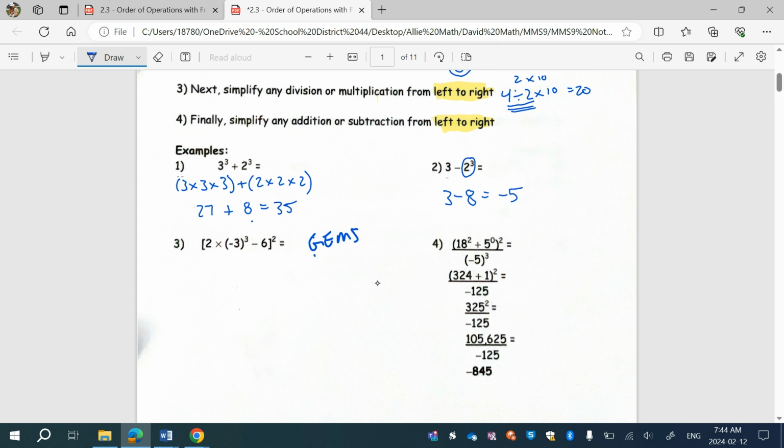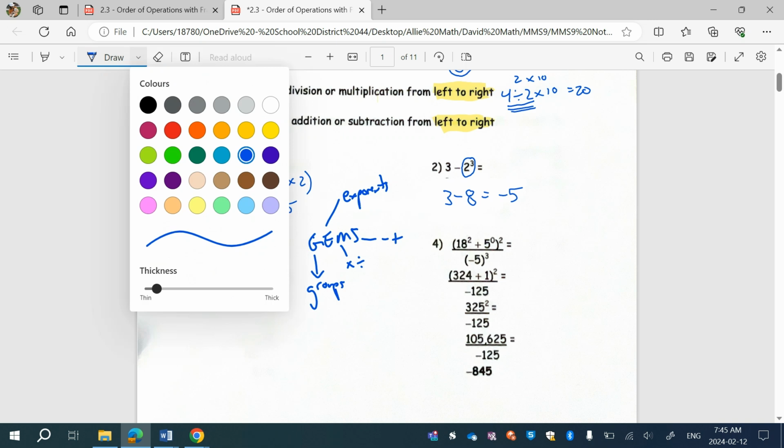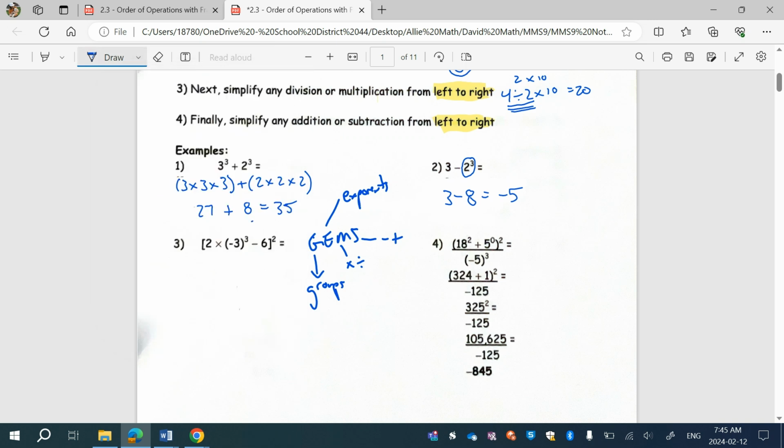And this stands for groups, exponents, and then multiplication, division, and subtraction, addition. So we also want to think about that. We're solving kind of in the middle and working our way out.